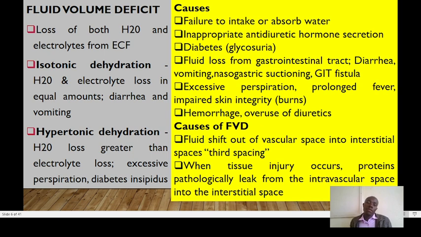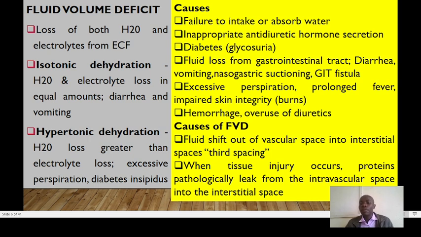We could also have loss of fluid from the GIT, through diarrhea, vomiting, or the suctioning or fistula of the GIT. Excessive sweating, prolonged fever, and impaired skin integrity could also lead to fluid loss. Or we could have a hemorrhage or the use of diuretics. All these could lead to a fluid volume deficit.